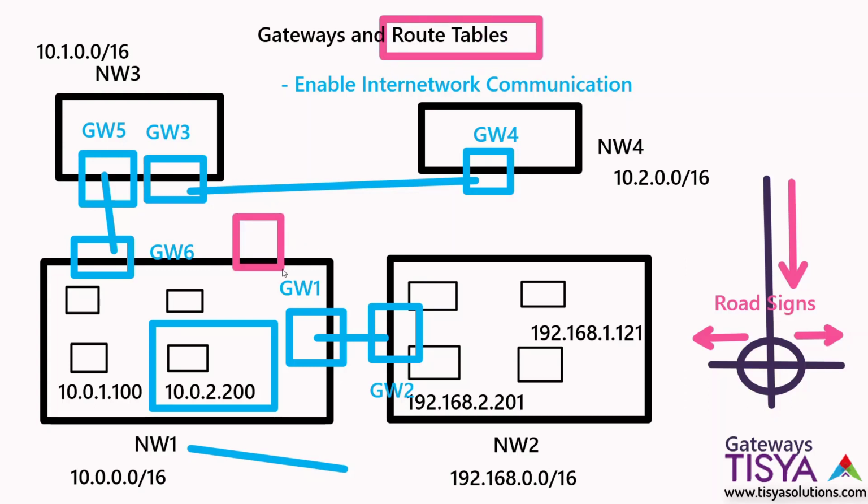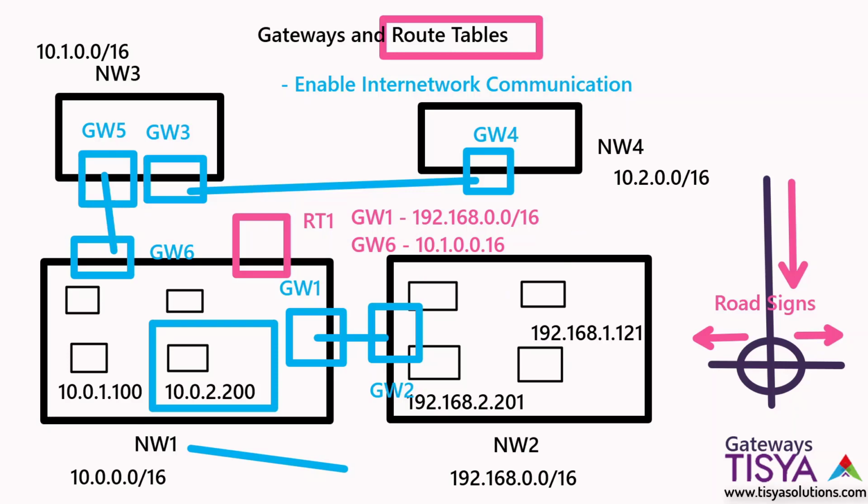So in network 1, I will set up a route table which is required to identify the path to go. For example, in the route table, I might say use gateway 1 to reach 192.168.0.0/16, whereas I might say use gateway 6, that's what I have, to reach 10.1.0.0/16.